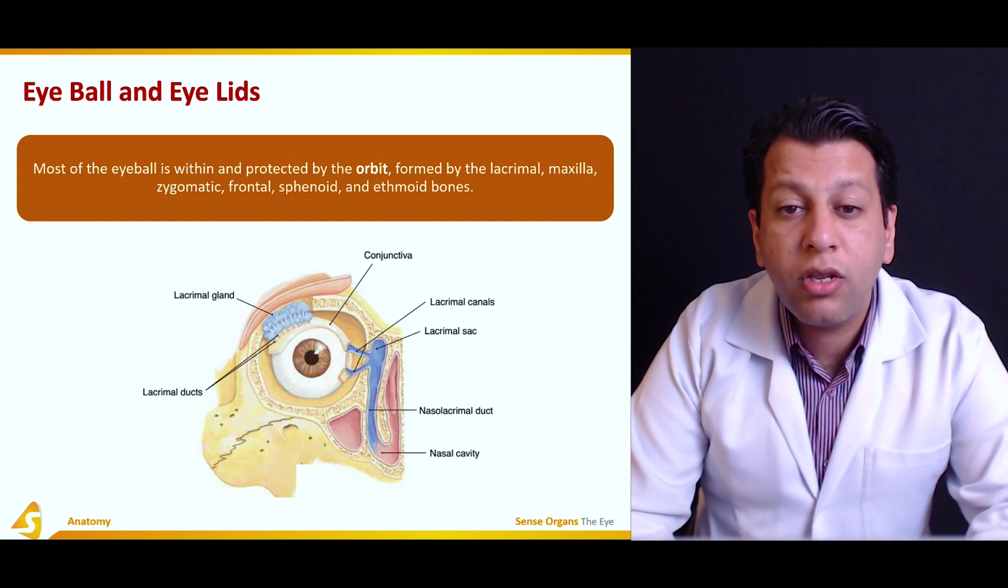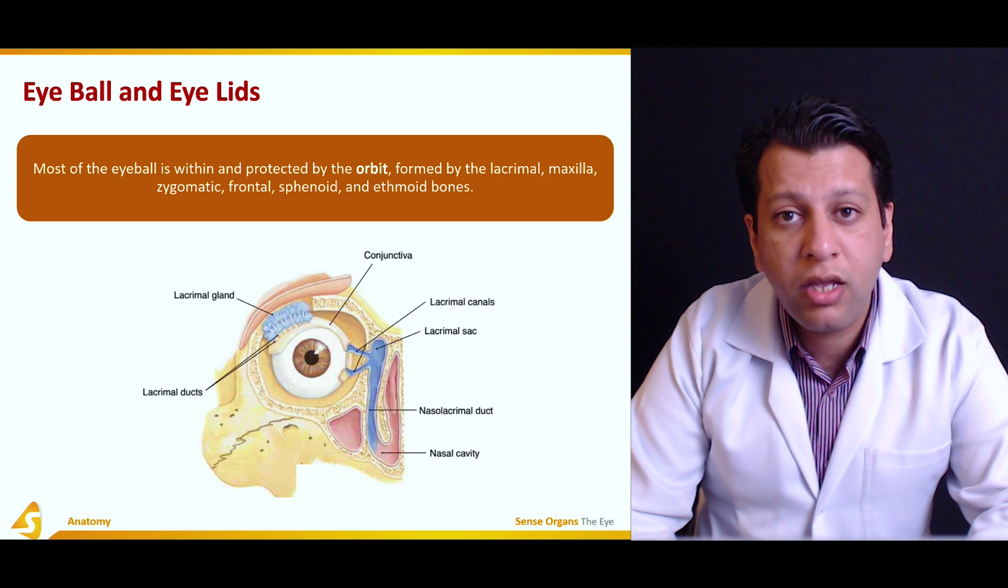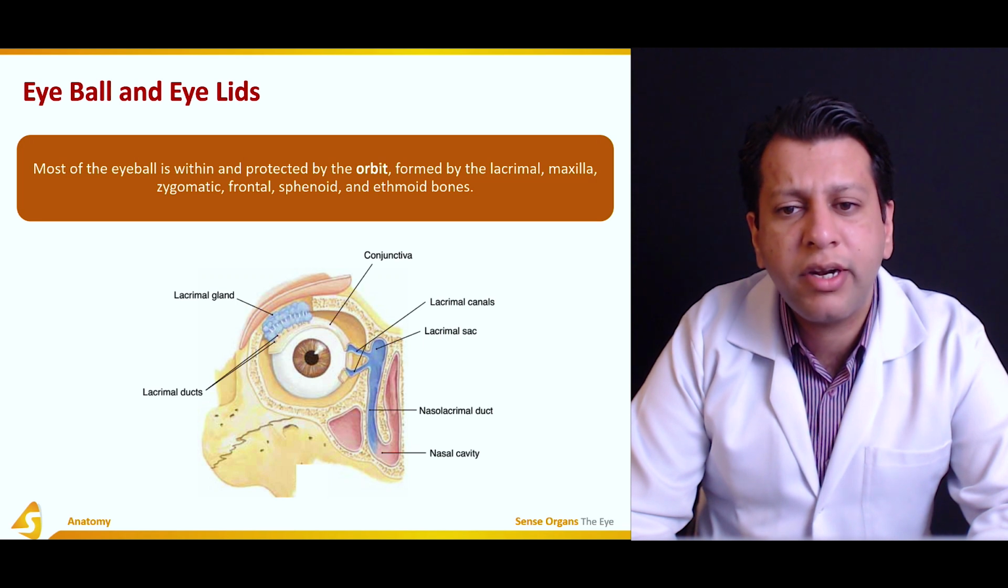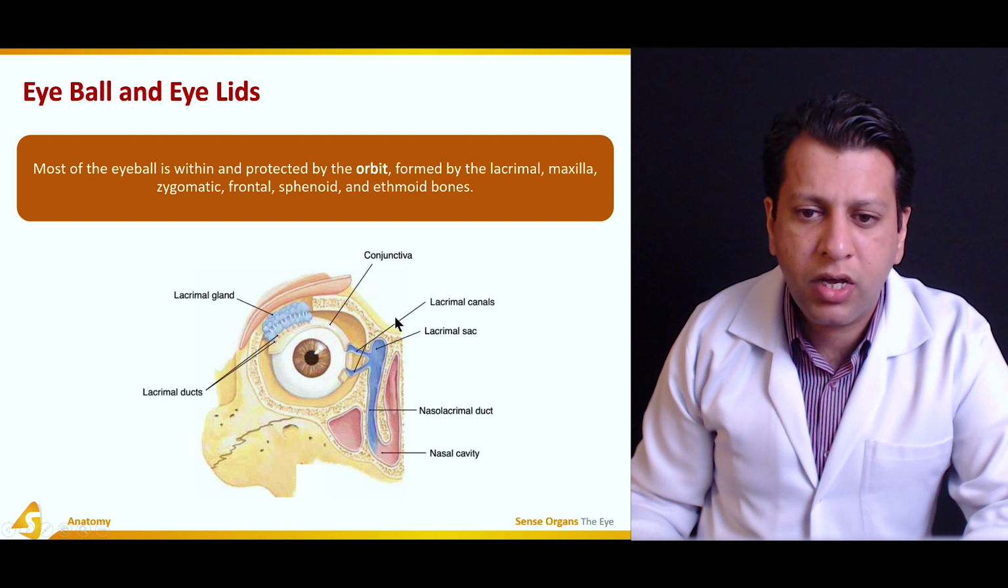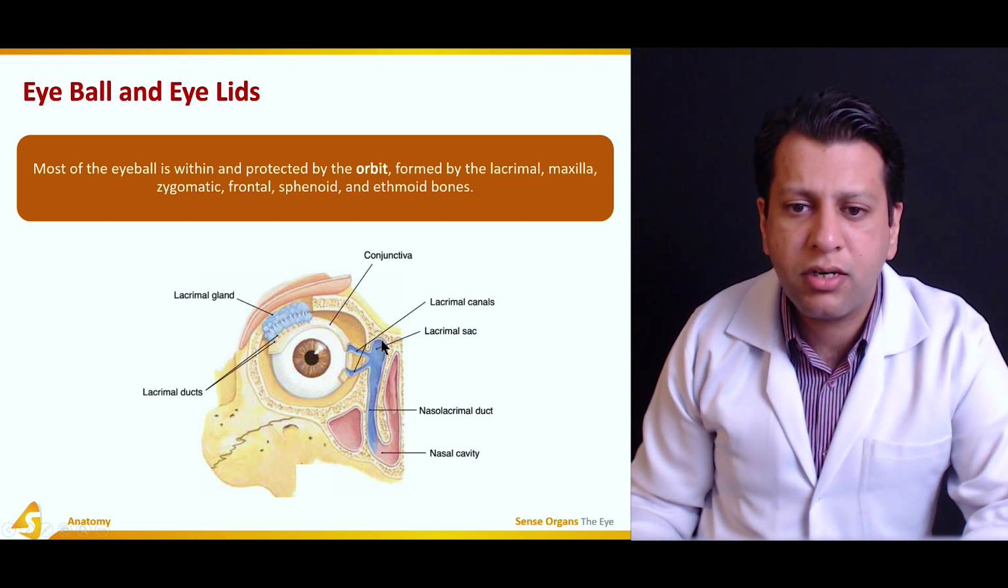Most of the eyeball is within the eye protected by the orbit, which is a bony cage around the eye, which is formed by the lacrimal, maxilla, zygomatic, frontal, sphenoid, and ethmoid bones. Now, this is showing an AP view of an eyeball. As you can appreciate it, this is the iris. This is the cornea, the white part, and this is a thin layer called as conjunctiva.